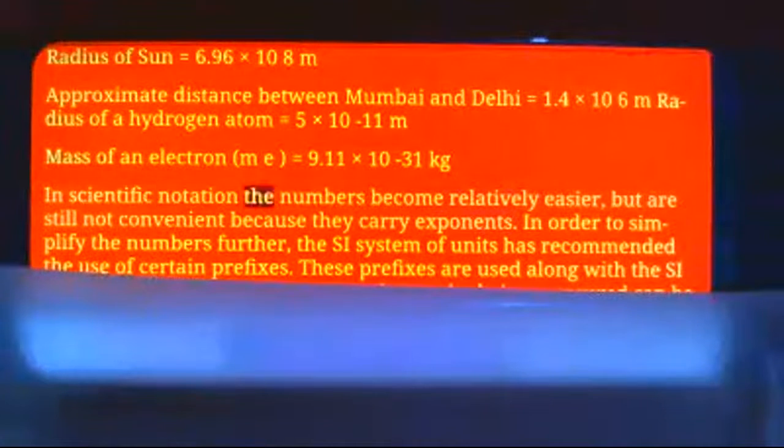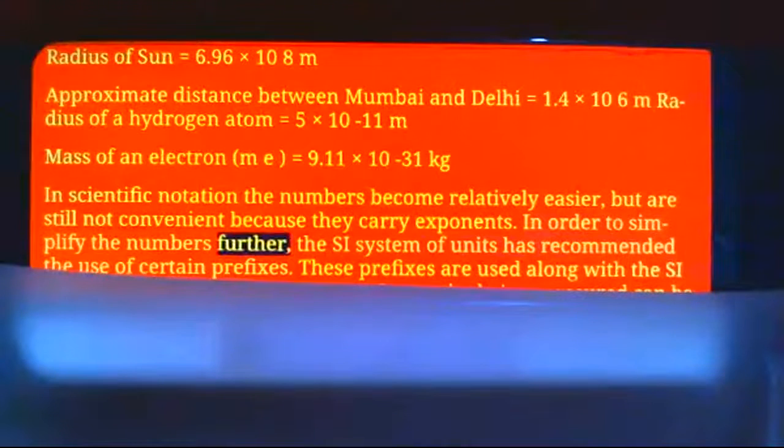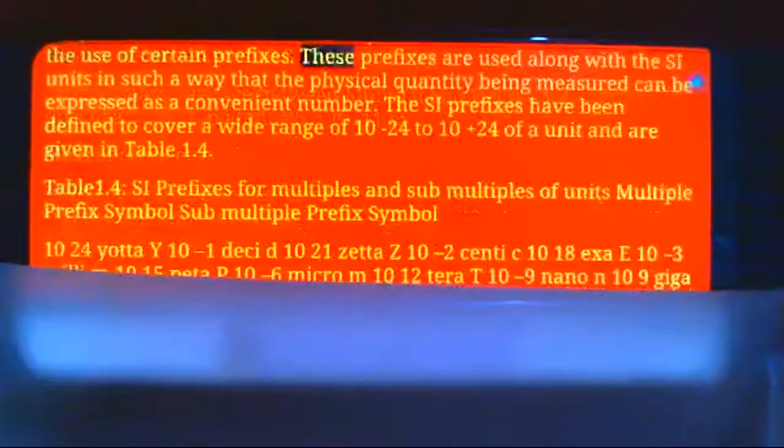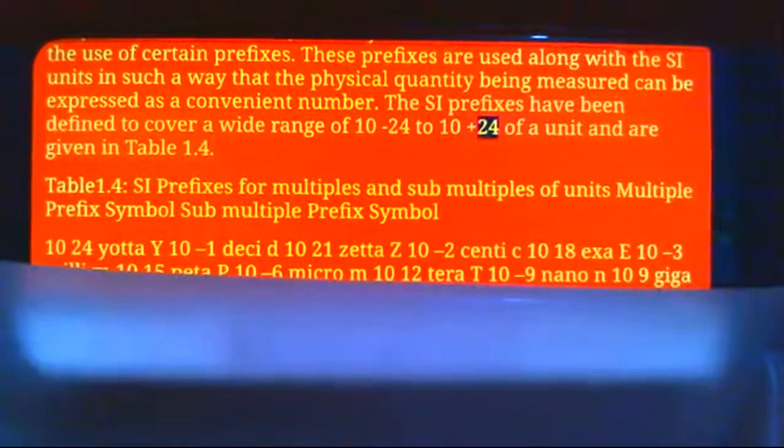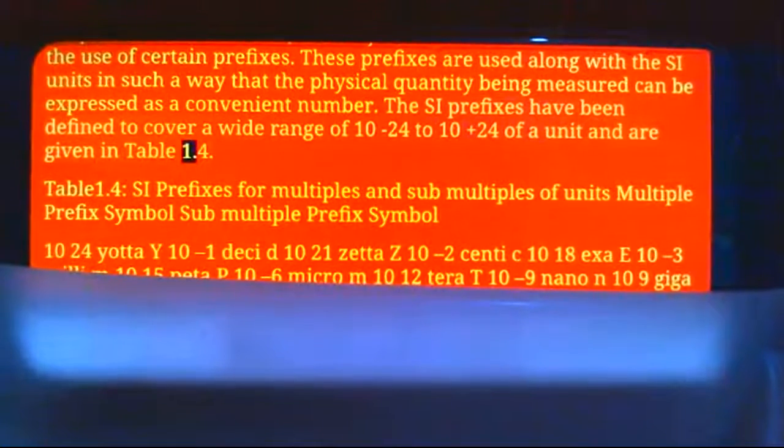In scientific notation, the numbers become relatively easier, but are still not convenient because they carry exponents. In order to simplify the numbers, the SI system of units has recommended the use of certain prefixes. These prefixes are used along with the SI units in such a way that the physical quantity being measured can be expressed as a convenient number. The SI prefixes have been defined to cover a wide range of 10⁻²⁴ to 10⁺²⁴ of a unit and are given in Table 1.4.